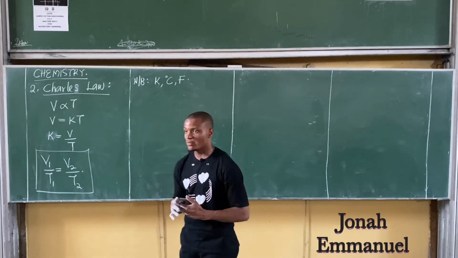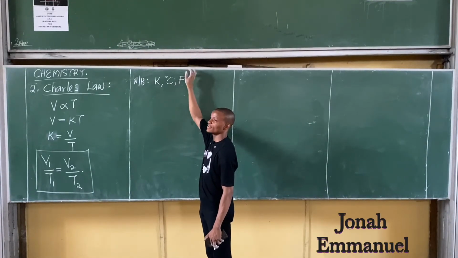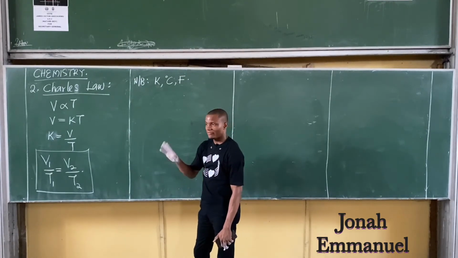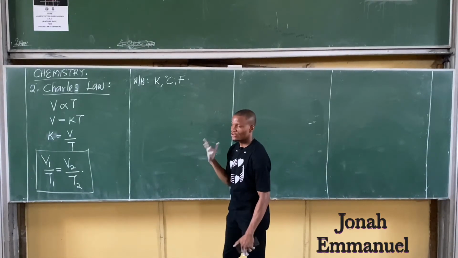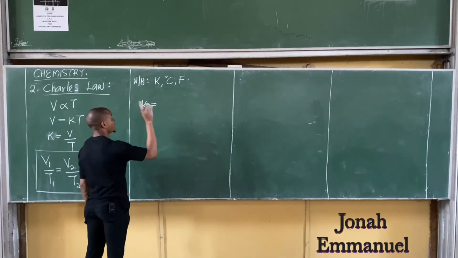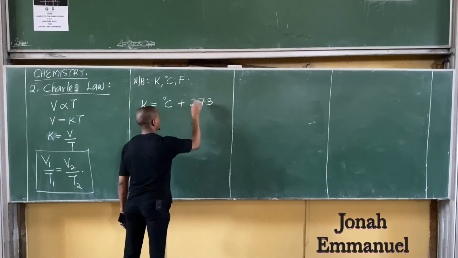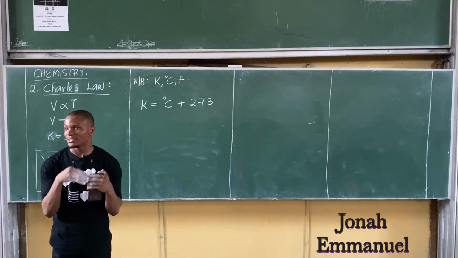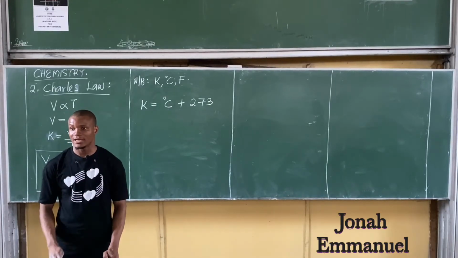For JAMB's sake, you'll be given temperature as either Kelvin or degrees Celsius. Fahrenheit is not really used. In fact, I've never seen it before. What's the relationship between Kelvin and degrees Celsius? Note that the value in Kelvin, K, is equal to the value in degrees Celsius plus 273. If I'm given a particular value in Celsius, I want to convert to Kelvin. What do I do? Add 273, and that's all.